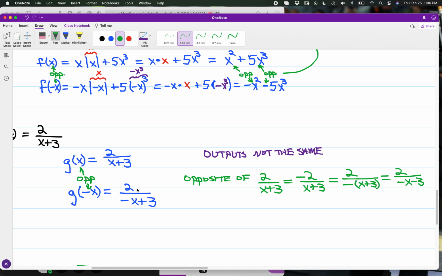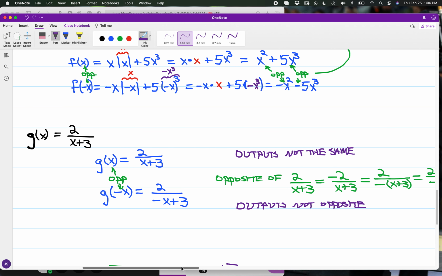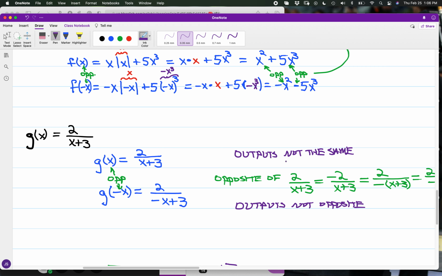And I don't have negative x minus 3. So in this case, the outputs are not opposite each other. They're not the same, and the outputs are not opposite each other. So in terms of whether the function is odd or even, it's going to follow that g of x equals 2 over x plus 3 is a case of neither.